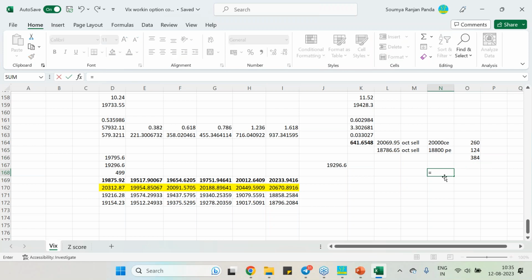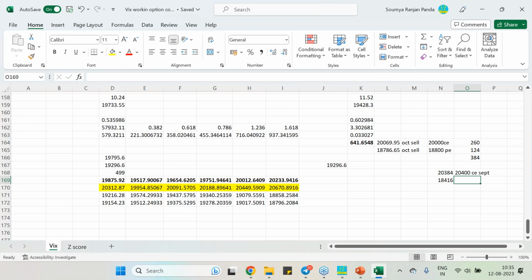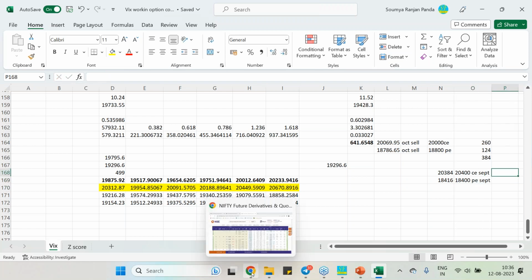Now decide the next strike, because you have to hedge it. The 20,000 strike added with 384, and 18,800 minus 384. Beyond that, you buy the 20,400 call of September to hedge it. In the same way, buy the 18,400 put of September. This completes your iron condor in a different way.